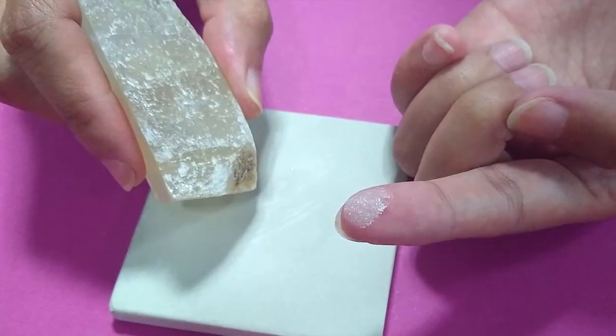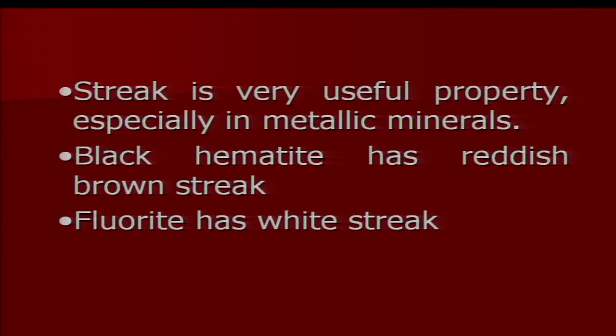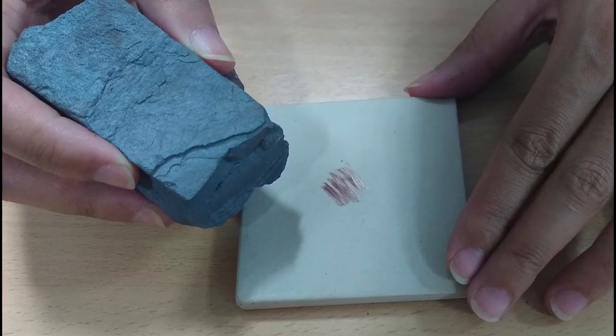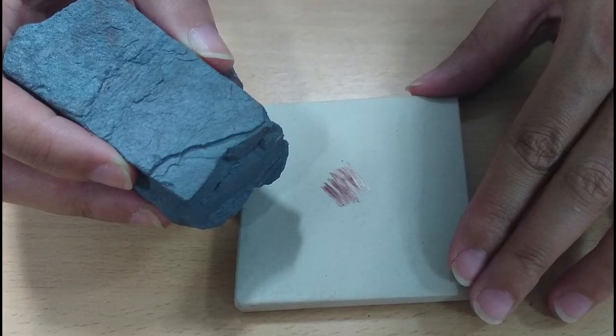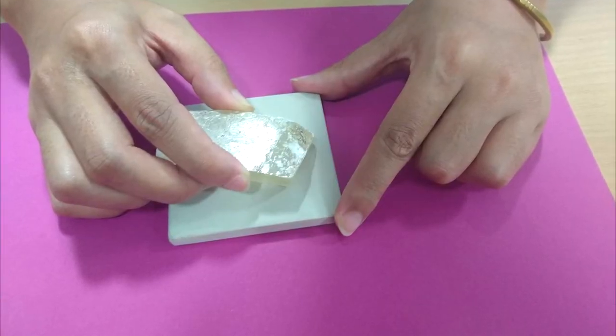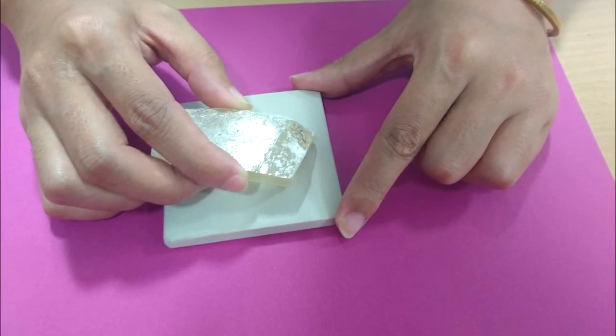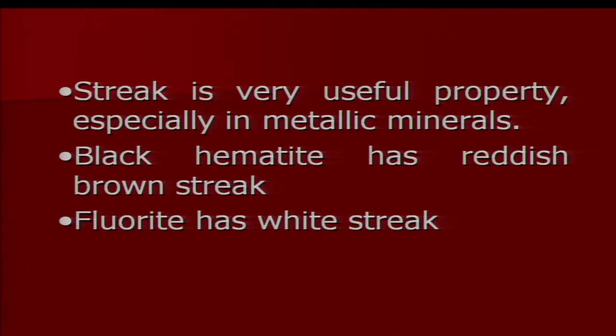Streak plate is used to determine streak of the mineral. Minerals with non-metallic luster will have white streak. Streak is very useful property, especially in metallic minerals. Black hematite has reddish brown streak, fluorite has white streak. You can distinguish these two minerals on the basis of the streak of the powder, such as hematite shows reddish brown color, fluorite shows white color.